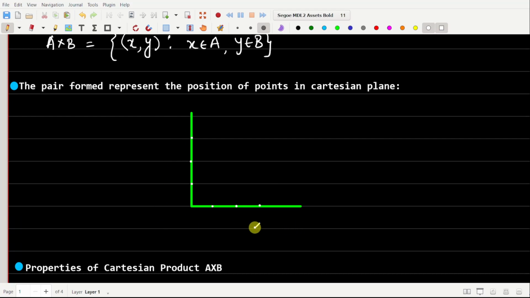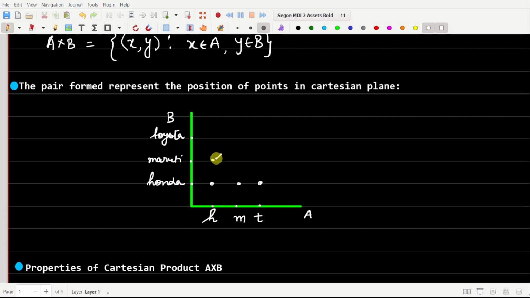Let us say that this is a Cartesian plane and this is point H. So if this is set A and this is set B, then these are the elements H, M, T, and these are the elements of B, Honda, and then Maruti, and then Toyota, right? So this particular point is H comma Honda. This particular point is M comma Honda. This particular point is T comma Honda.